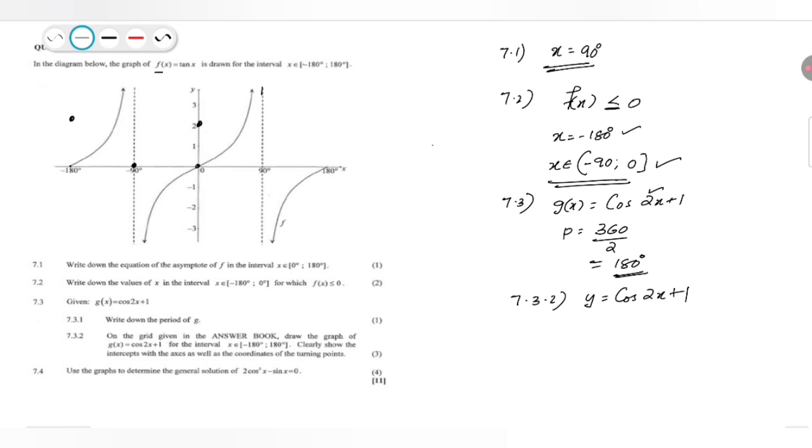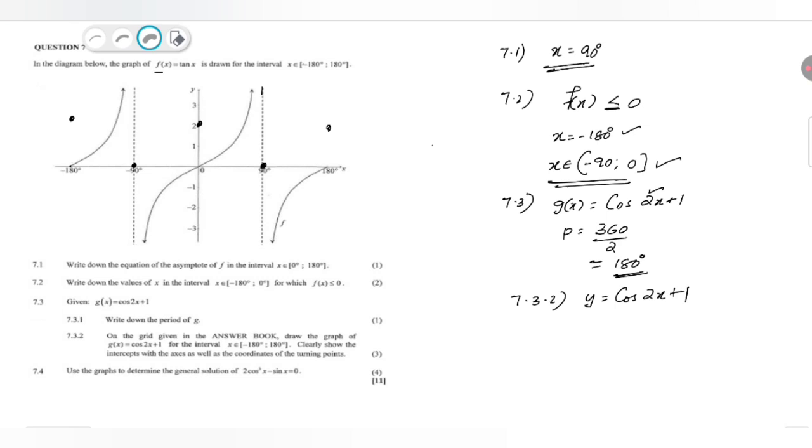Next x value is 90. Do the very same thing, you will get 0. Then 180, when you do the very same thing, you will get 2 again. Clear? Okay, so this is how you get the points.